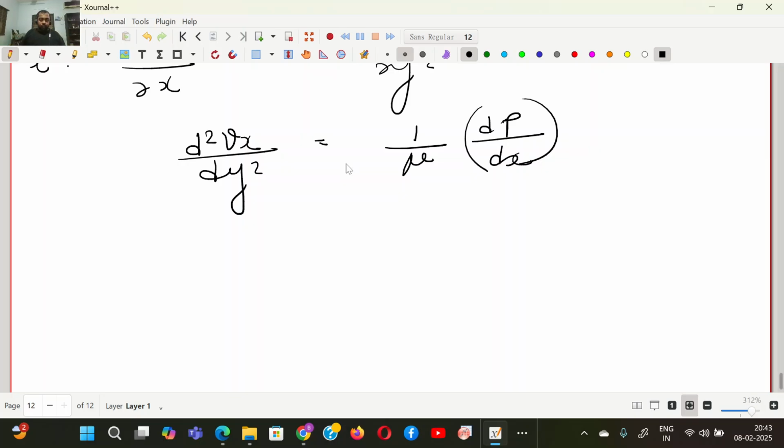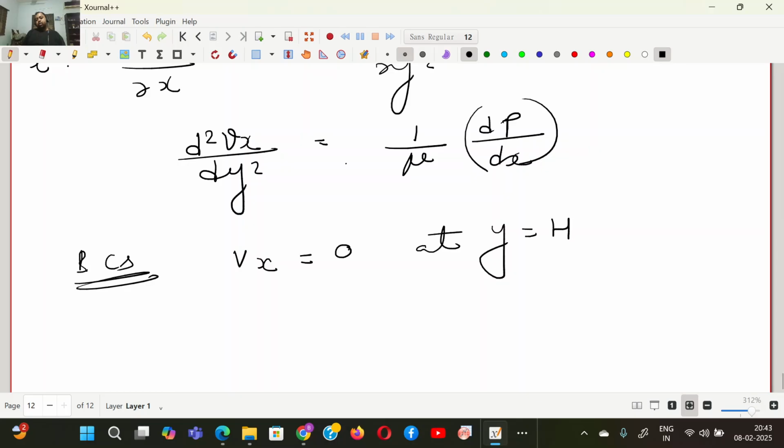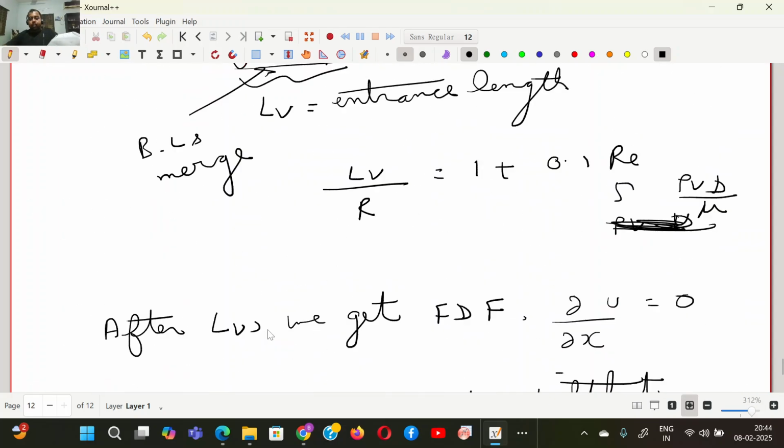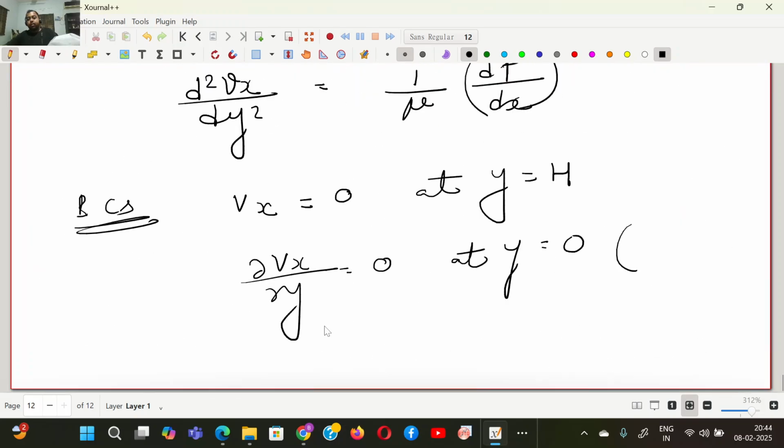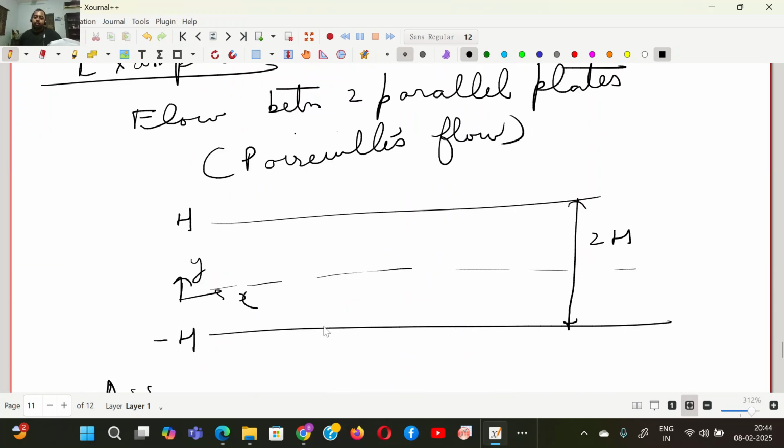And what are the boundary conditions? The no slip condition: Vx is equal to 0 at y is equal to h. Either at y is equal to h or y is equal to minus h, Vx is equal to 0. That's just one boundary condition. Likewise, another boundary condition will be dou Vx by dou y is equal to 0 at y is equal to 0, at the center line. Say we have some velocity profile like this. At the center line, dou Vx by dou y is equal to 0. That is known as the symmetry boundary condition.